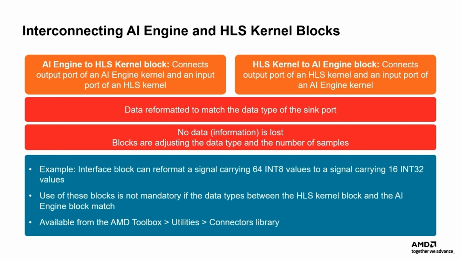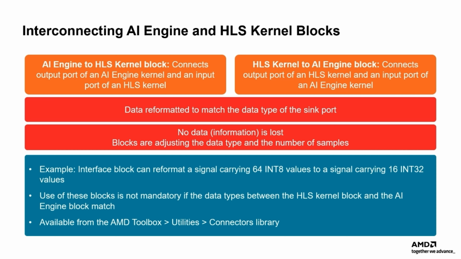These blocks reformat the data to match the data type of the sync port. During this process, no data or information is lost. The blocks are simply adjusting the data type and the number of samples. For example, an interface block can reformat a signal carrying 64 int8 values to a signal carrying 16 int32 values. Use of these blocks is not mandatory if the data types between the HLS kernel block and the AI engine block match. Interface blocks are available from the AMD Toolbox Utilities Connectors library.